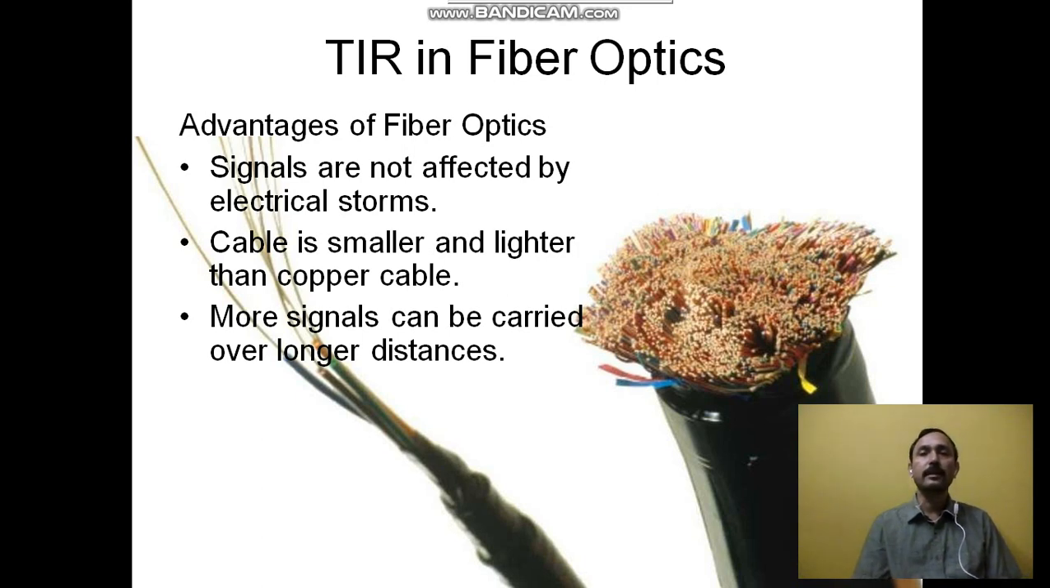Total internal reflections in fiber optics. The advantages of fiber optics are: signals are not affected by electrical storms. Cable is smaller and lighter than copper cable. More signals can be carried over longer distances.